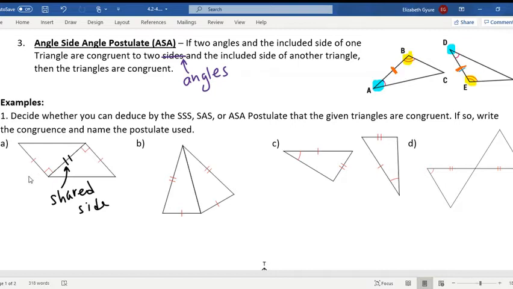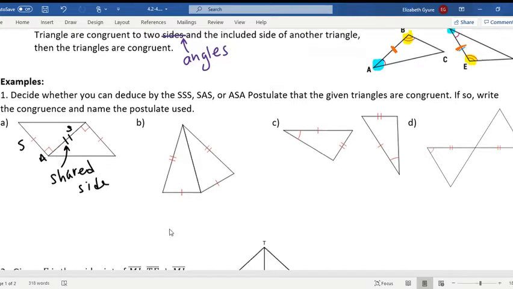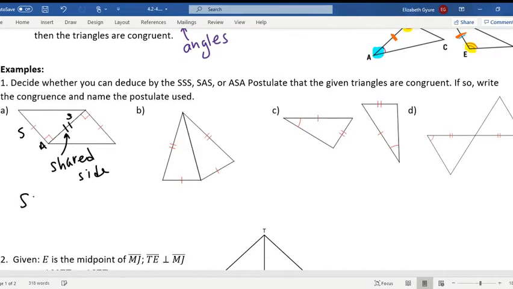No, what should it be, Ashley? Side, angle, side. You got to make sure you look at one triangle by itself, not both of them combined. You have a set of congruent sides here, a set of congruent right angles, and then another set of congruent sides. So we would say side, angle, side. And then we're going to write our congruency statement.